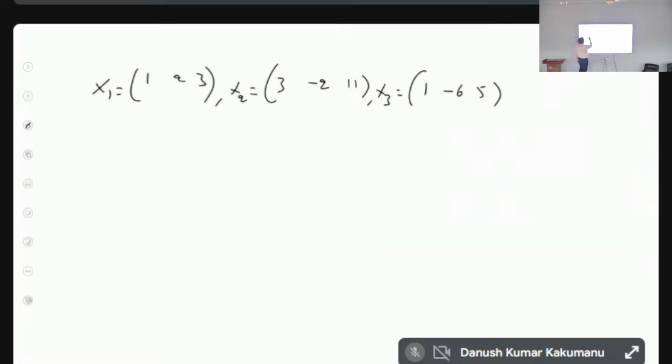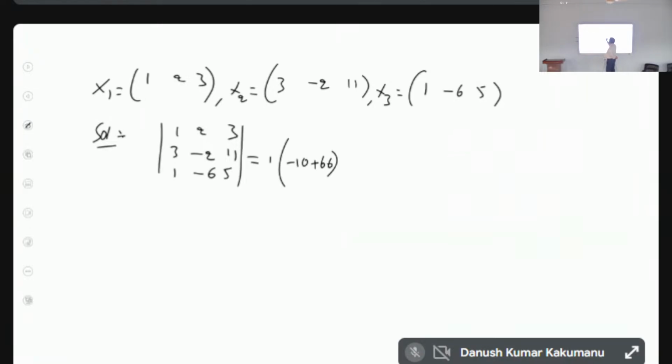What is the determinant formed by them? 1, 2, 3; 3, minus 2, 11; 1, minus 6, 5. How much is the determinant value? Is it 0 or not equal to 0? 1 into minus 10 plus 66, minus 2 into 15 minus 11, plus 3 into minus 18 plus 2. 56 minus 6, minus 48. 0.